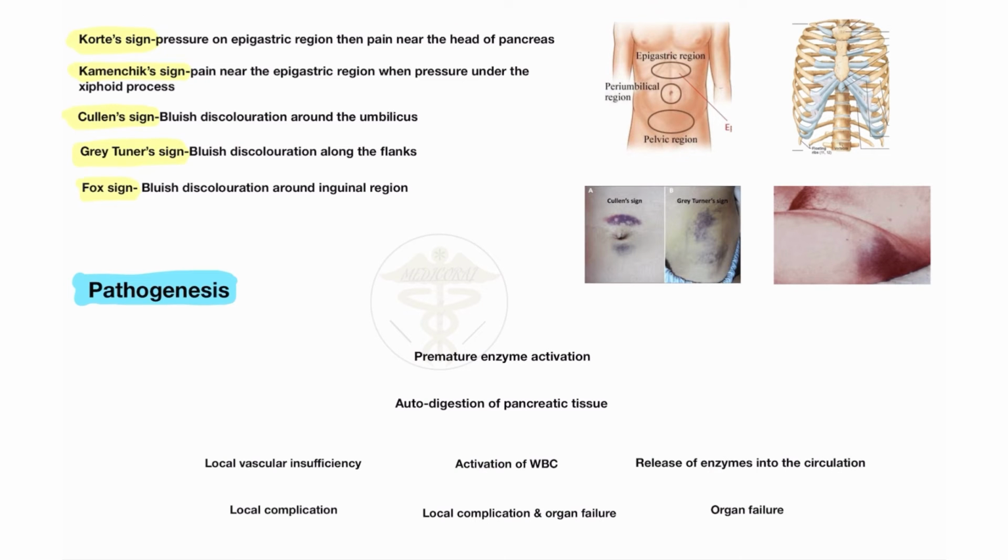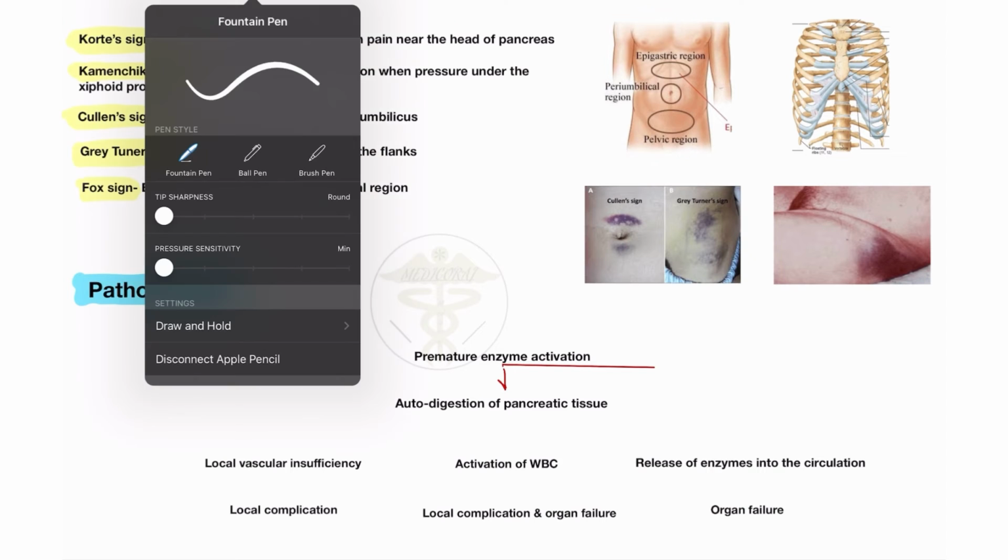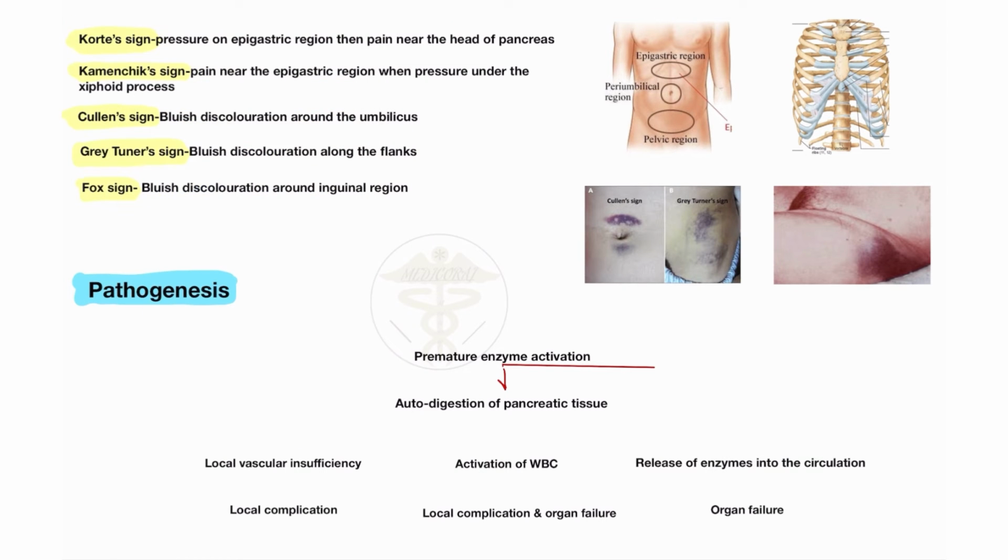Now the pathogenesis of acute pancreatitis. First of all, there is premature enzyme activation in the pancreas, which causes auto digestion of pancreatic tissue.